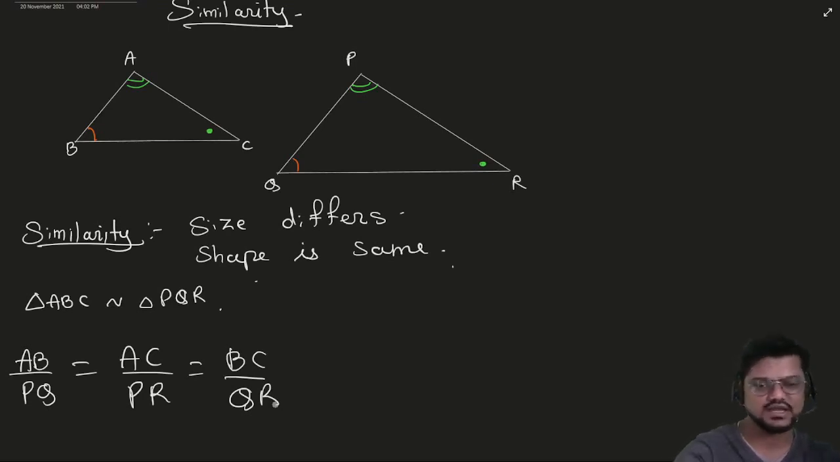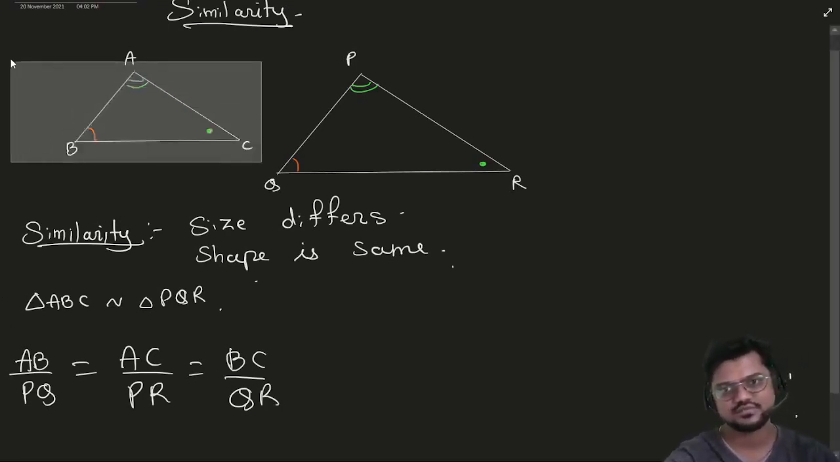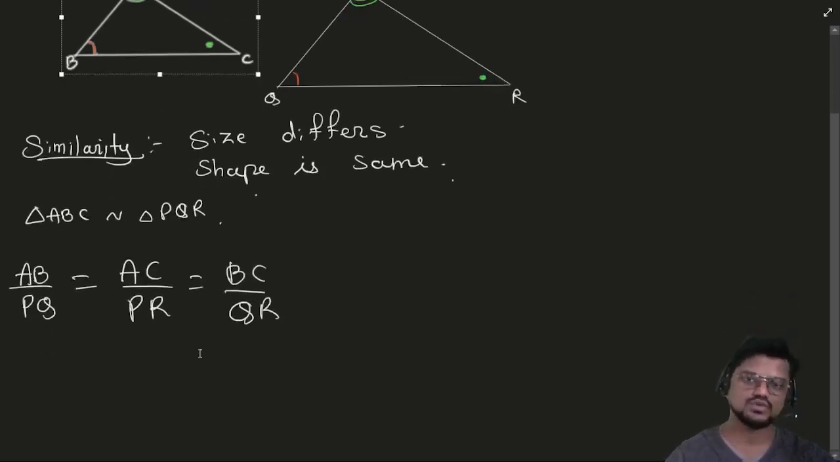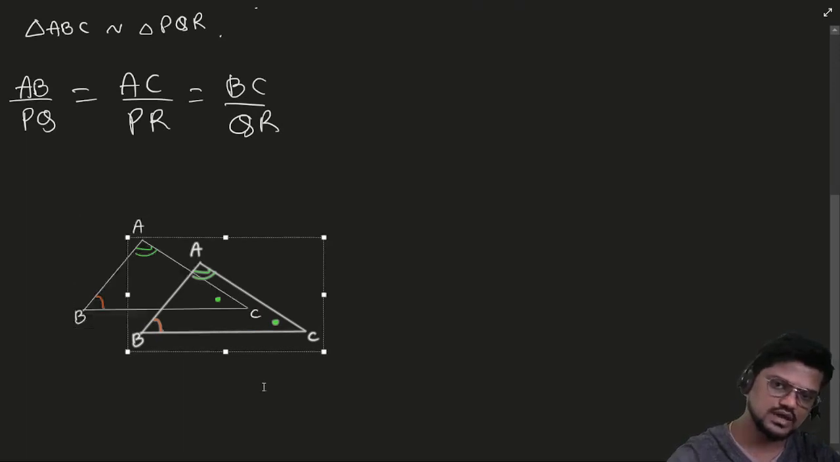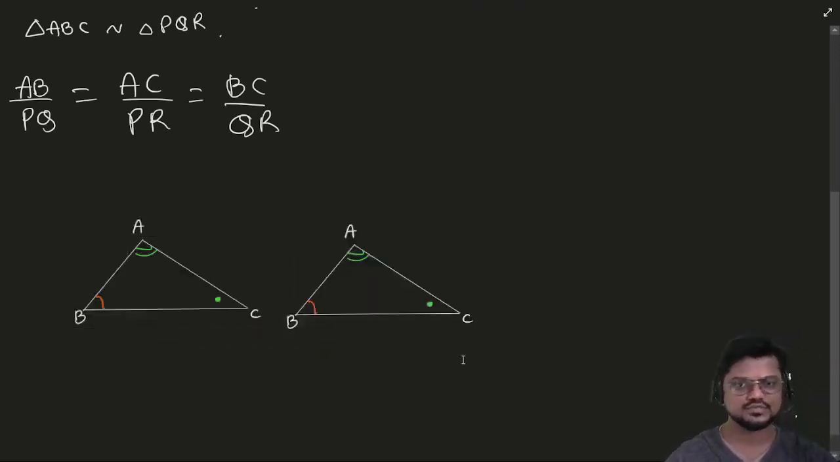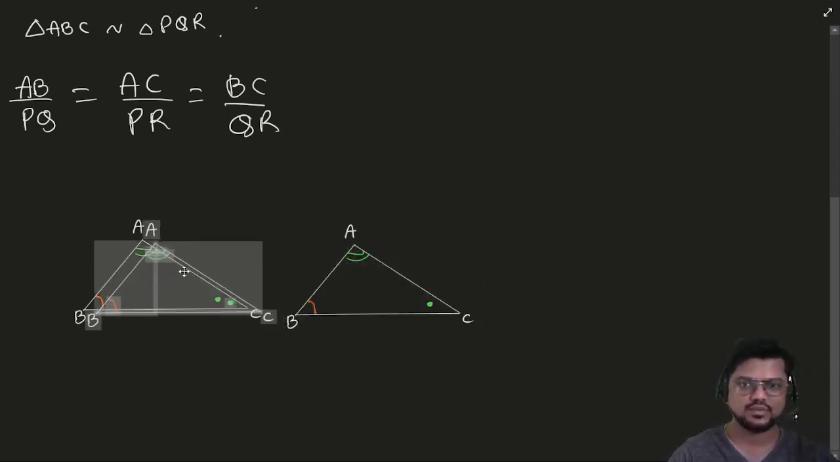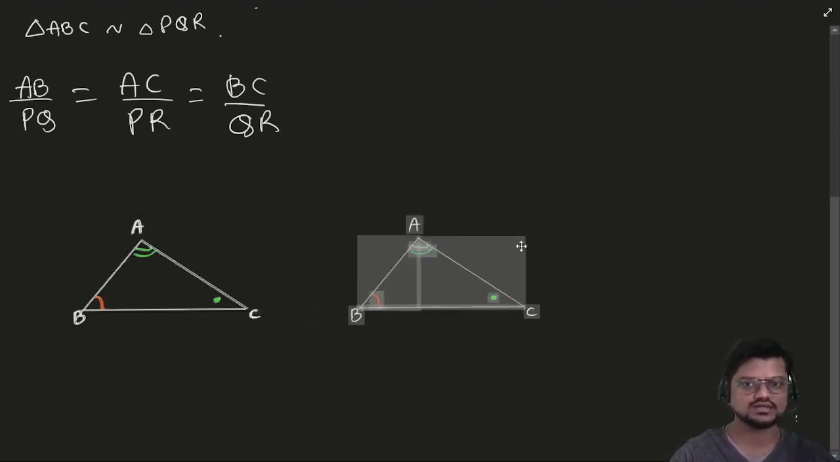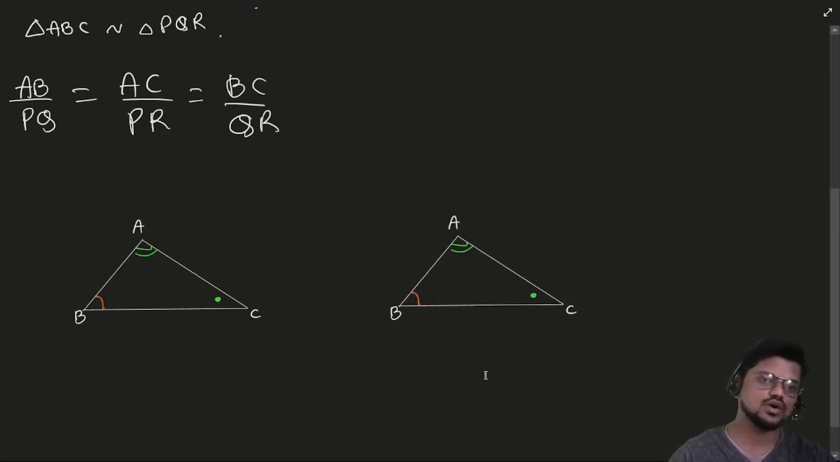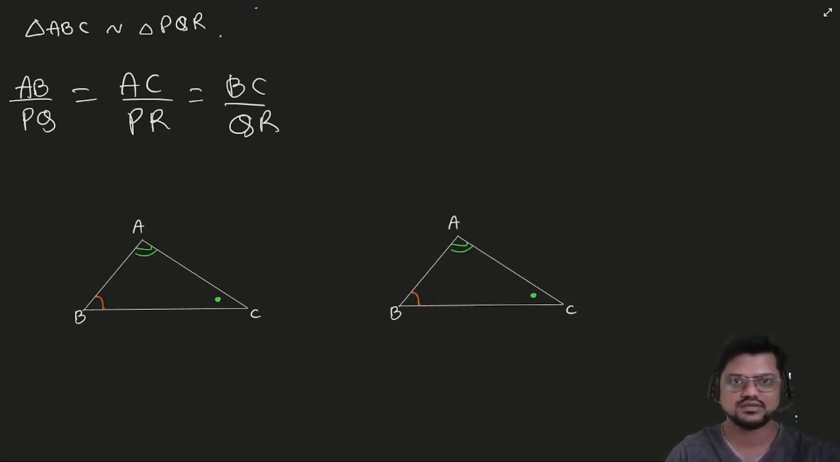When will two triangles be said to be congruent? See, if I take this triangle and another triangle over here, these two triangles are congruent to each other. Why are they congruent? Because if I take one triangle and try to place it on the other triangle, it exactly fits on the other triangle. Got it? That's why I can say these two triangles are congruent.